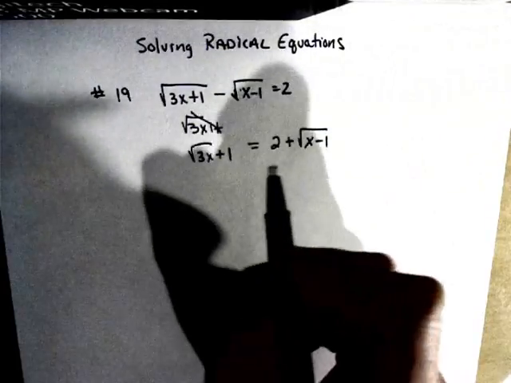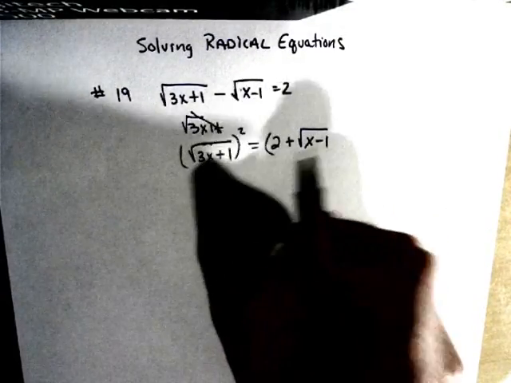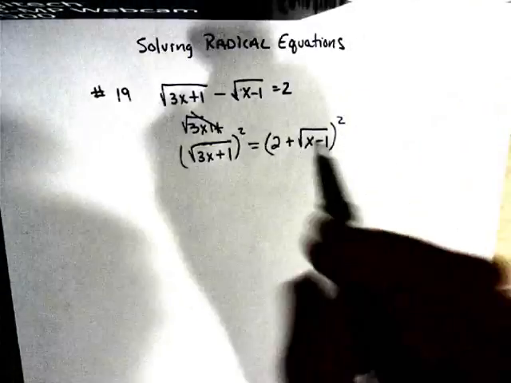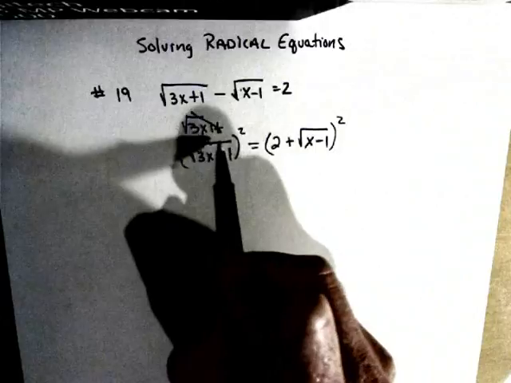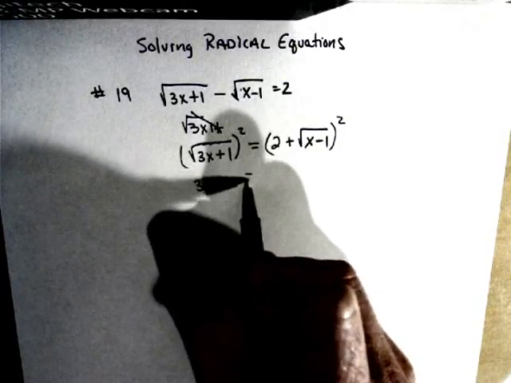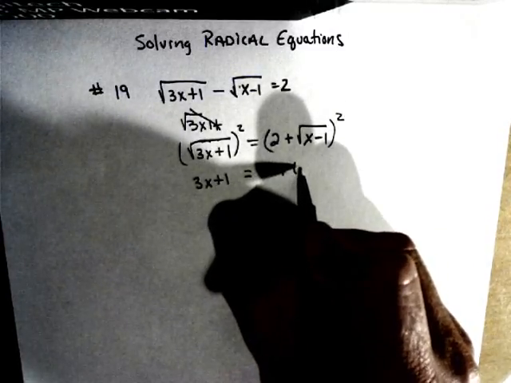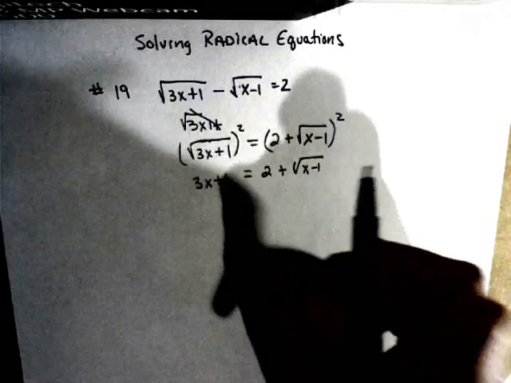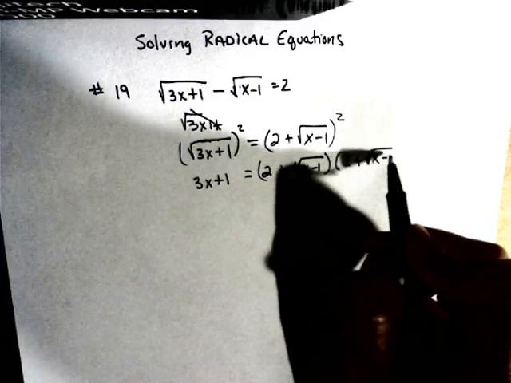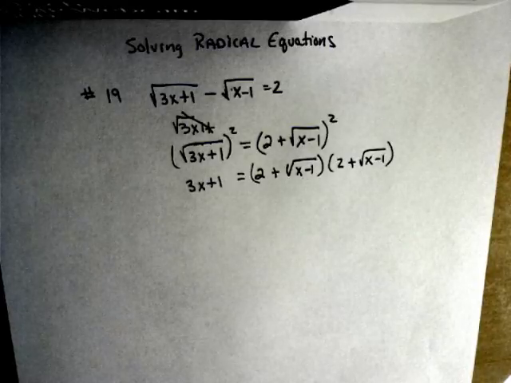At this point, we will now square both sides. We can square both sides, and the square and the radical cancel each other out. We end up with 3x plus 1 on the left side, and we'll end up having to FOIL the right side. 2 plus radical x minus 1 times 2 plus radical x minus 1.